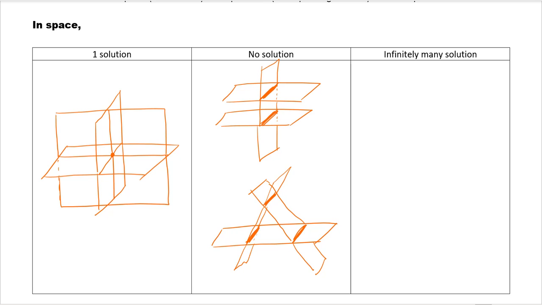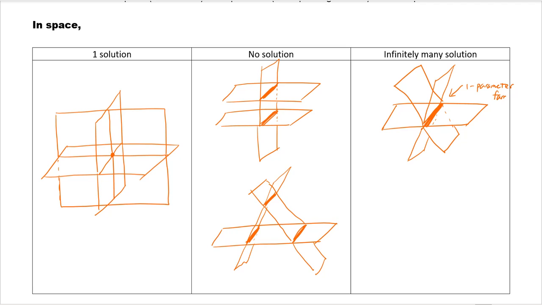How about infinitely many solutions? Well, we can have the three planes intersect at a line like this. Can you imagine three planes that intersect at a line? Then we get a one parameter family. So we have infinitely many solutions, and this is a one parameter family. You can see the intersection is just a line, and a line is one dimensional.